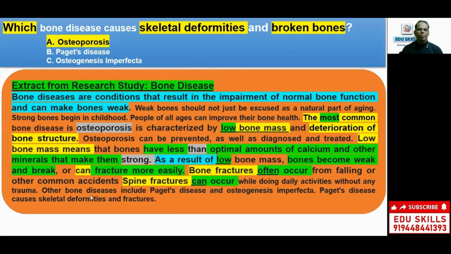Osteoporosis. And other bone diseases include Paget's disease and osteogenesis imperfecta. Okay, Paget's disease causes skeletal deformities and fractures, but doesn't say about the C option at all. It speaks about the B option, Paget's disease causes skeletal deformities and fractures. So what is the general idea of the paragraph?